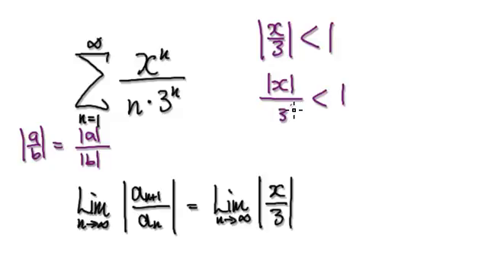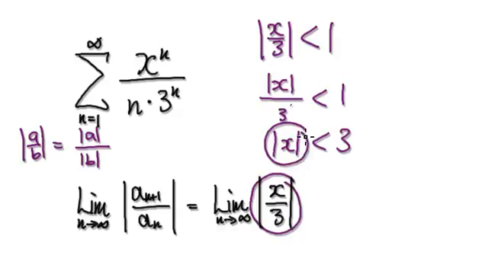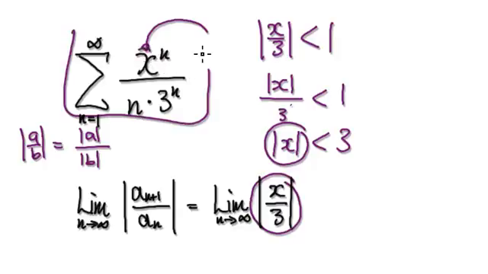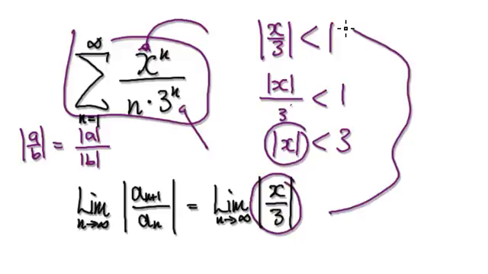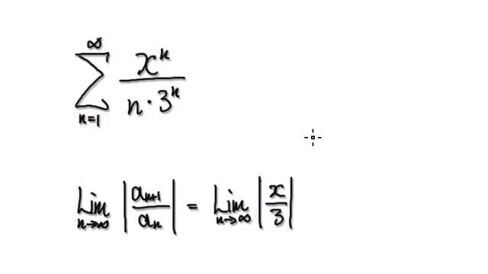Now multiply both sides by 3. So this thing here will be less than 1 when the absolute value of x is less than 3. Basically, you can put any number less than 3 into the x, and the whole series will converge. So after all this, the absolute value of x is less than 3.